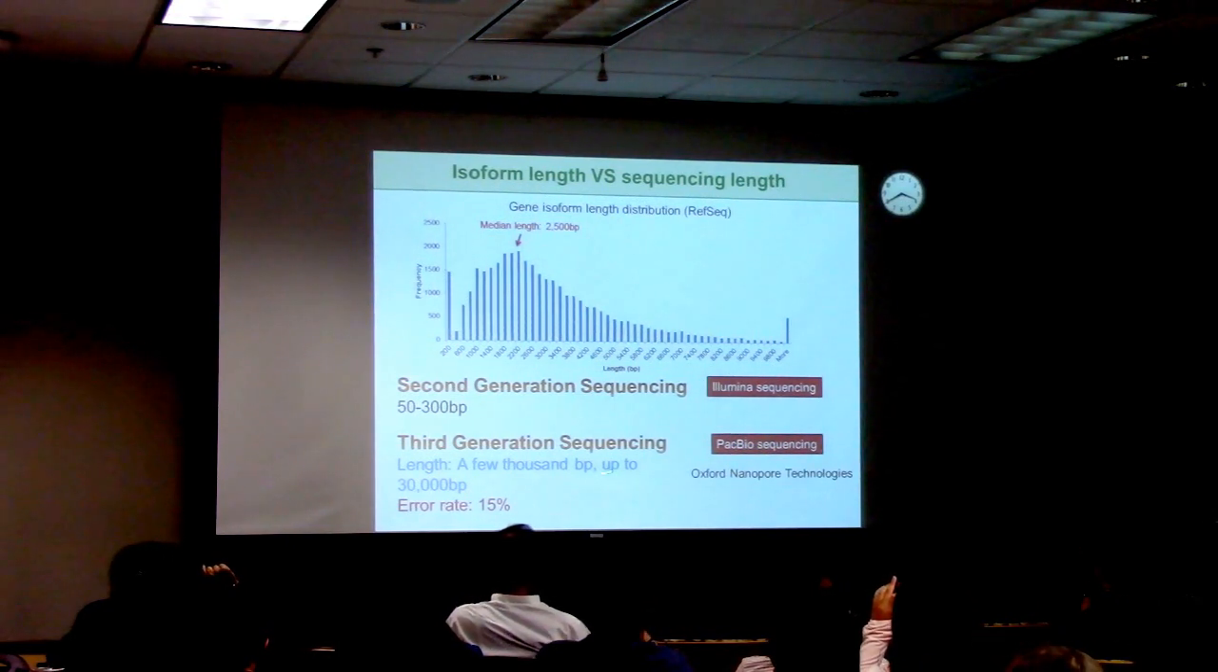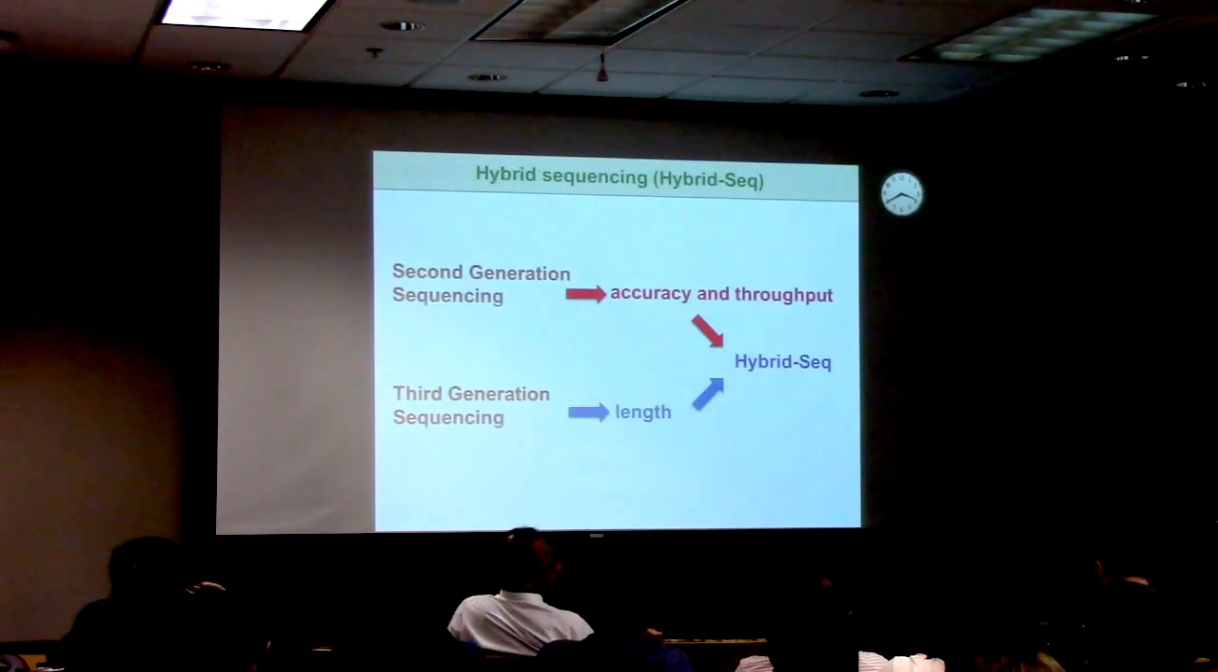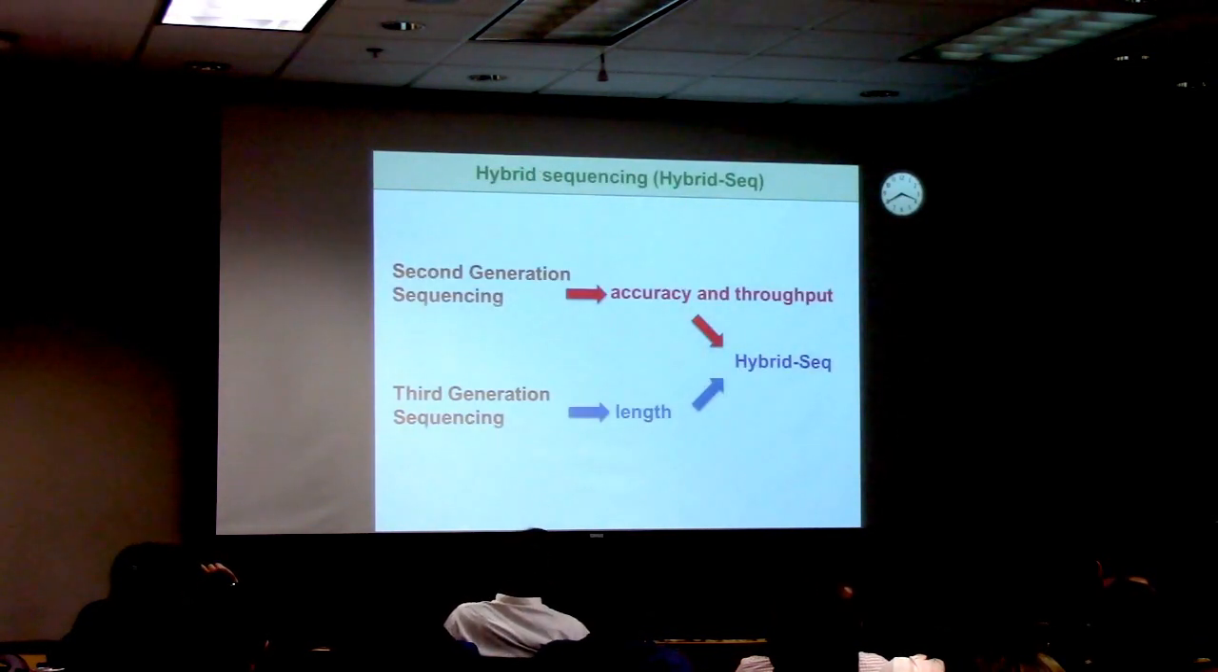However, while they give us very long reads, the error rate is pretty high. Compared to the 1% error rate of Illumina data, the error rate of PacBio data is about 15%. So it's a pretty high error rate. So we introduce another term, hybrid sequencing. We use the high accuracy and high throughput of the Illumina data, the second generation sequencing, together with the length advantage of the third generation sequencing. We call it hybrid-seq, to solve the transcriptome problems.